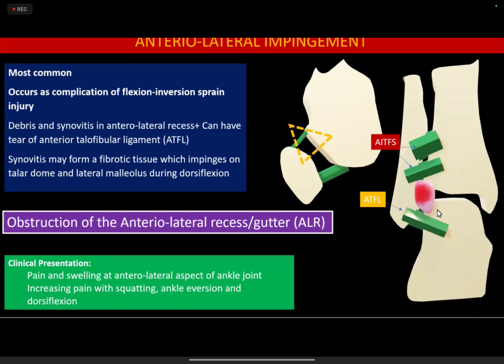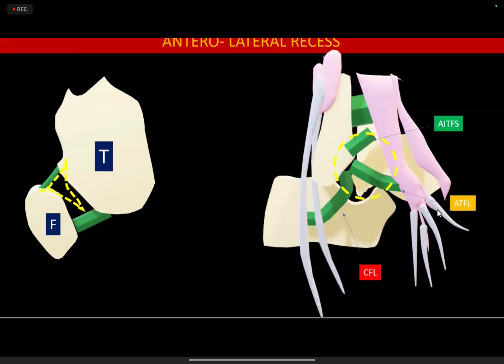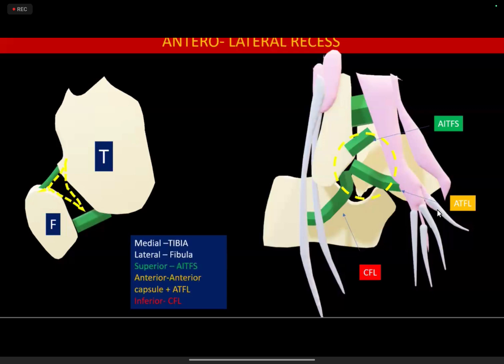Before talking about anterior lateral impingement, let me talk about the anterior lateral recess, because that will form a concept for you. What is the anterior lateral recess? It is a pyramidal shape formed medially by the tibia, laterally by the fibula, superiorly by the anterior inferior tibiofibular syndesmosis, inferiorly by the calcaneofibular ligament, and anteriorly by the ATFL and the joint capsule.